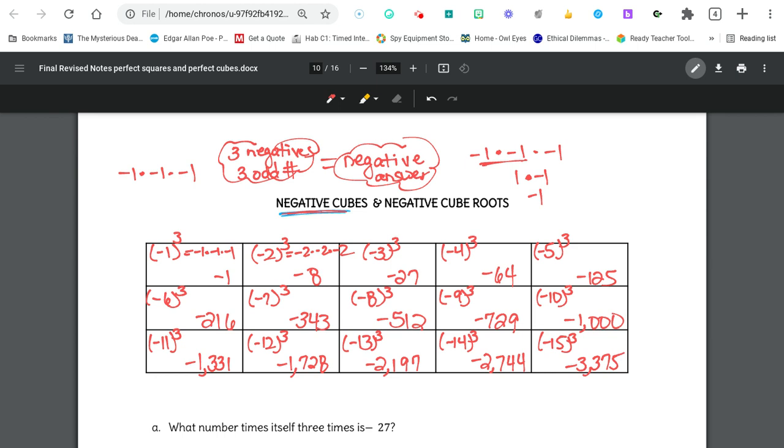So whereas you don't have negative perfect squares, you do have negative perfect cubes. Perfect squares and perfect cubes are like opposites of one another. You can have two answers for the roots of perfect squares if you take the square root of a perfect square, but you can only have one answer if you take the cube root of a perfect cube. And then perfect squares can only be positive, and perfect cubes can be positive or negative.